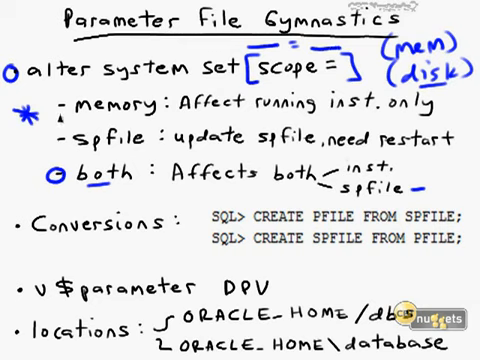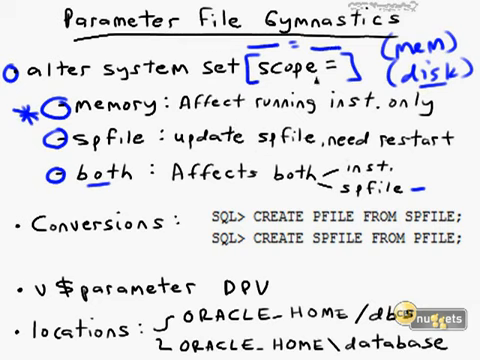By contrast, there may be some times where you want to change an initialization parameter for the current running instance, but you don't want to affect the server the next time you restart. In that case, you can specify scope equals memory. The other side of the coin is to make a change intentionally that's not going to affect things now in the running state of the server, but you do want it to go into effect at next restart.